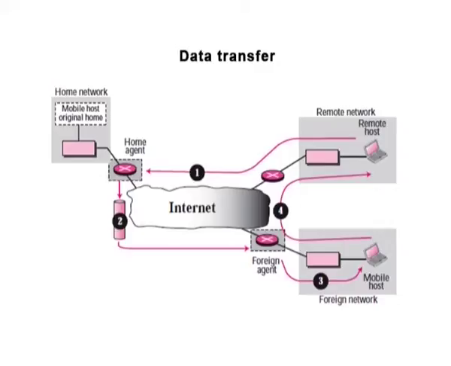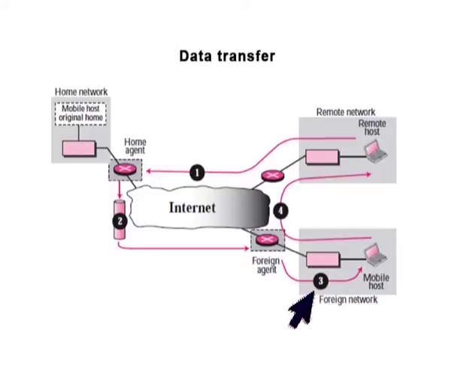From foreign agent to mobile host. Path 3 of the figure shows this step. When the foreign agent receives the packet, it removes the original packet. However, since the destination address is the home address of the mobile host, the foreign agent consults a registry table to find the care-of address of the mobile host. Otherwise, the packet would just be sent back to the home network. The packet is then sent to the care-of address.